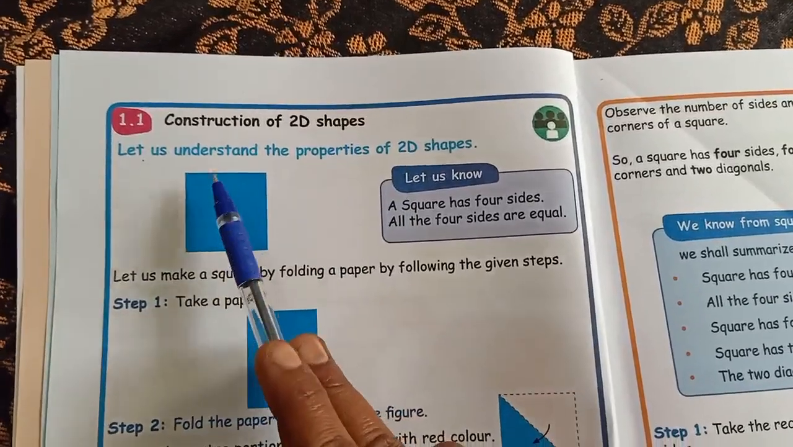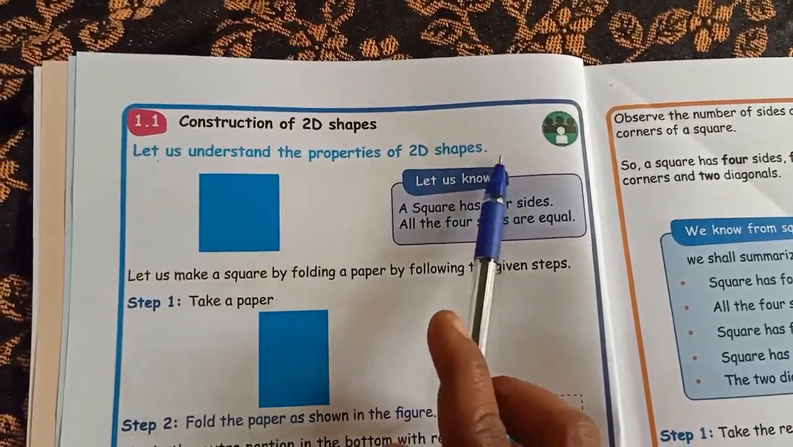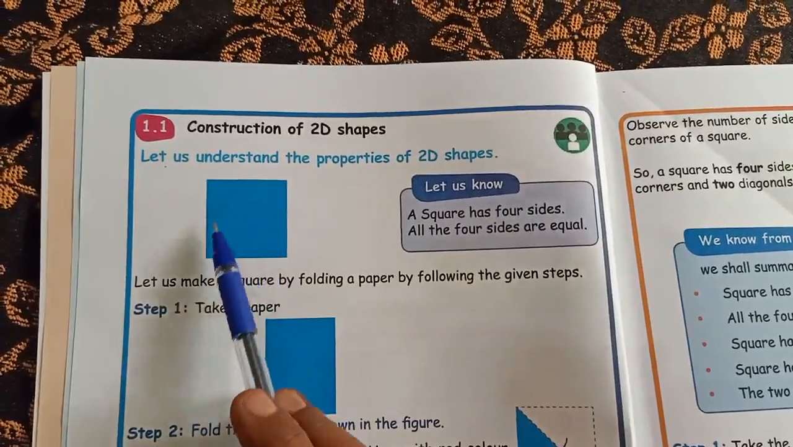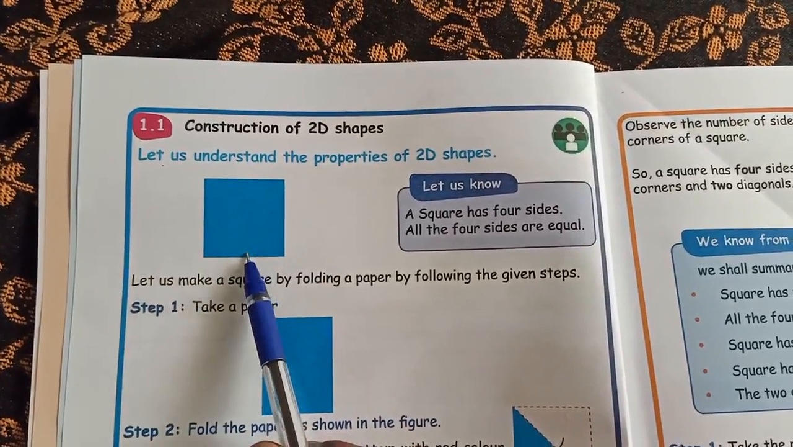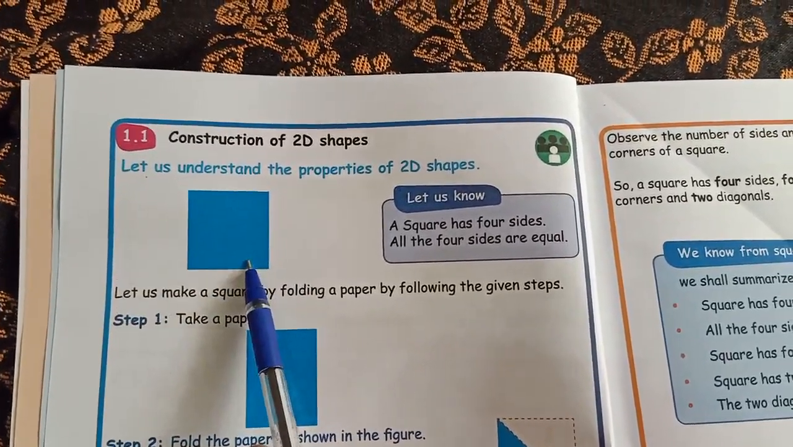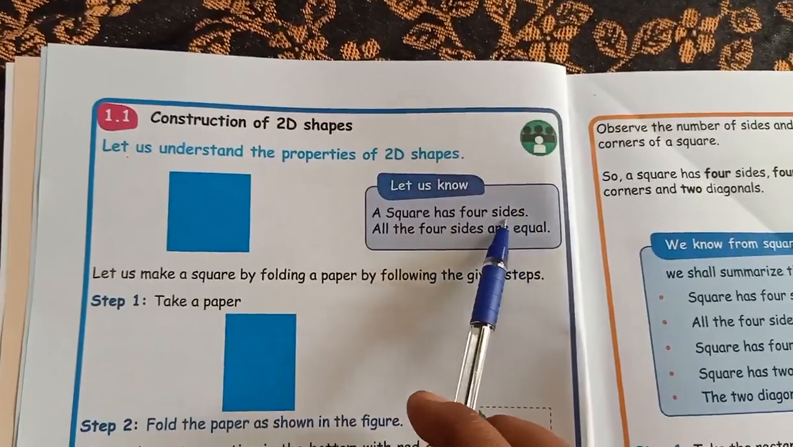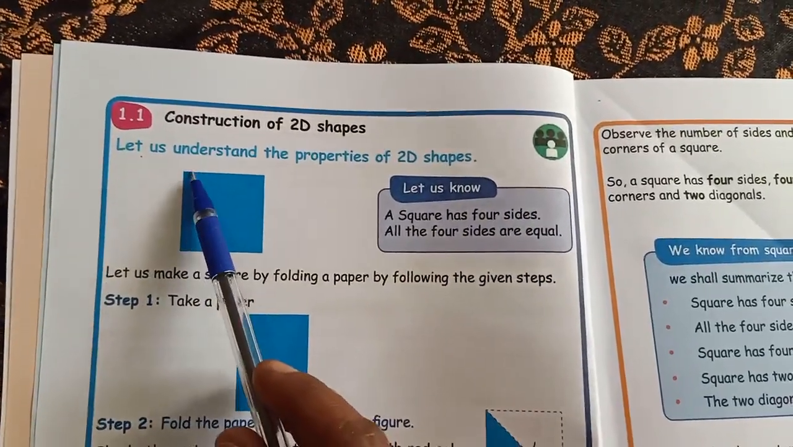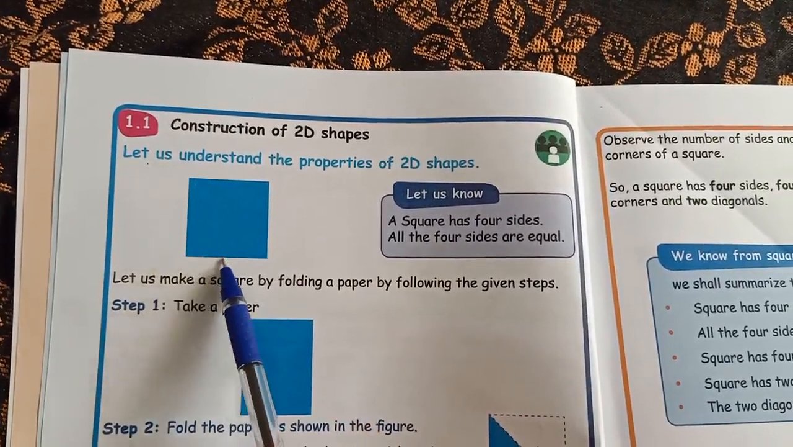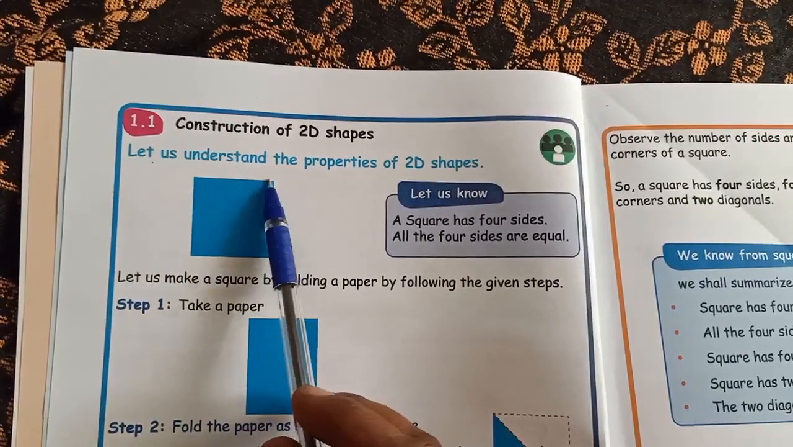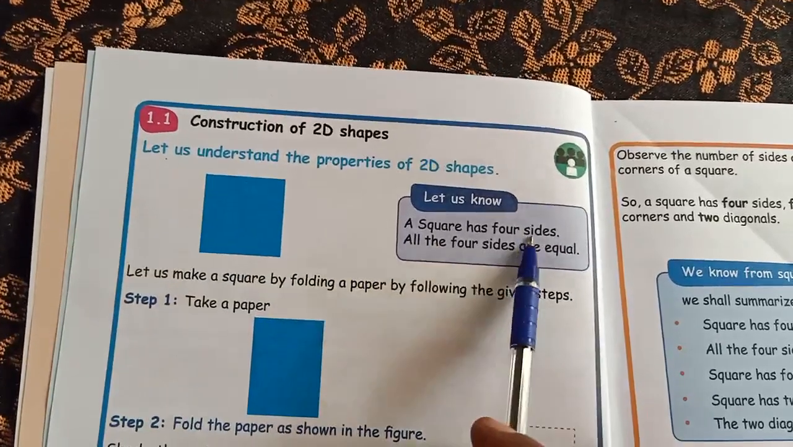Let us understand the properties of 2D shapes. See, we have one picture. What is this shape? You know very well. This is a square. See, a square has 4 sides. How many sides? See, this line is a side. 1 2 3 4. A square has 4 sides.